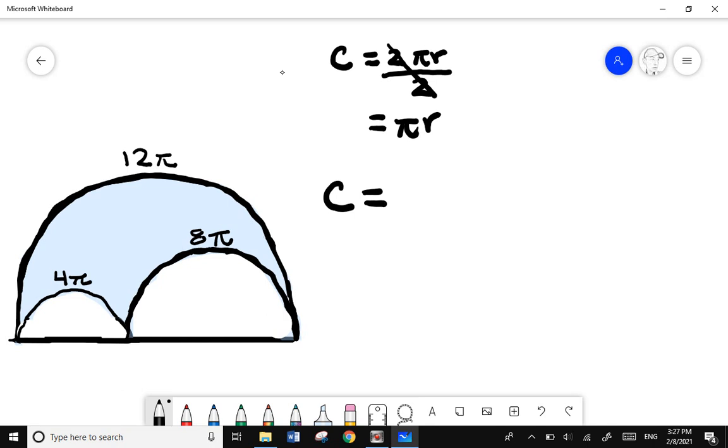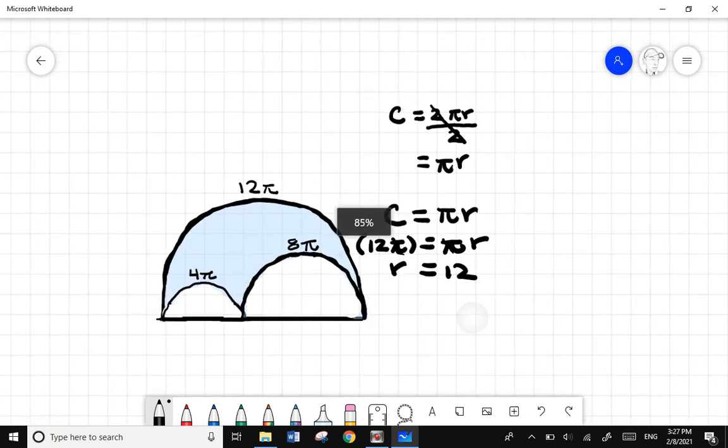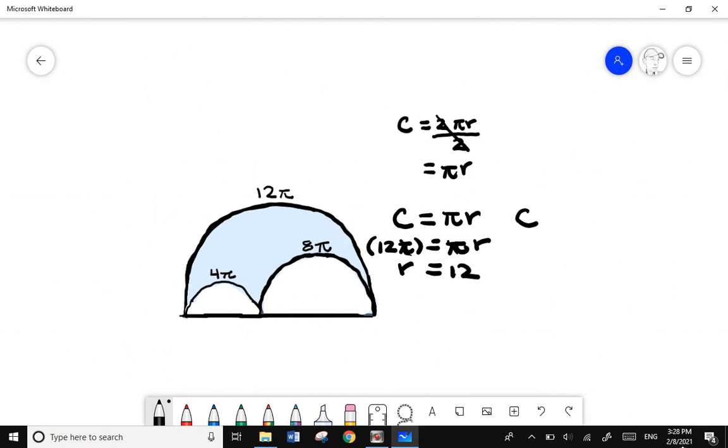So first of all, let's do the biggest one. Circumference equals pi r. You should substitute the 12 pi in here because we already know the circumference is 12 pi. So let's substitute that in. 12 pi equals pi r. And then we know that r equals 12. Let's do that again. This time let's do it for the circumference of 4 pi. Substitute that in, pi r, you can cross those out, r equals 4.